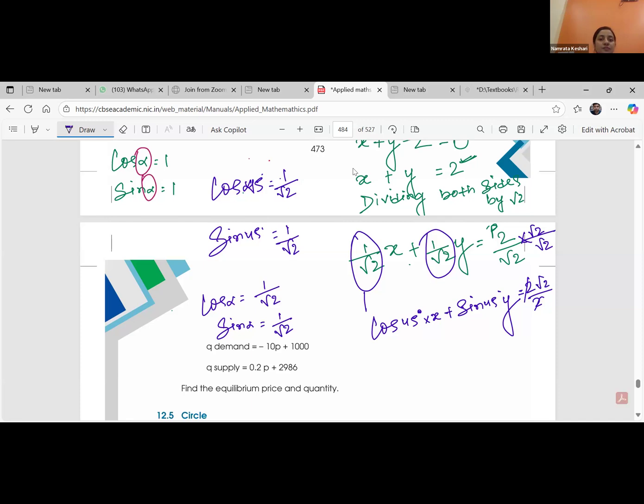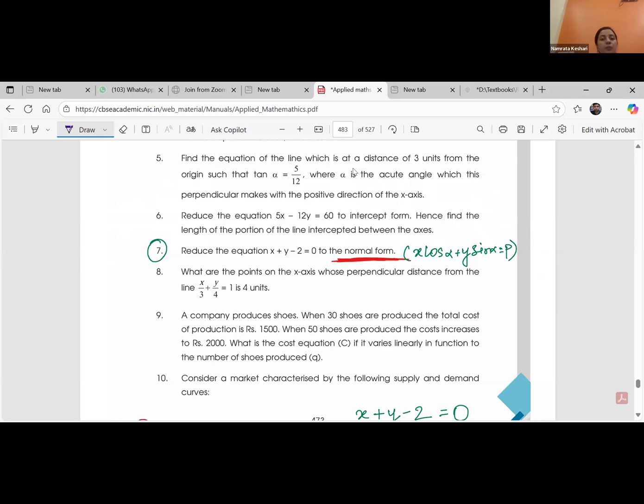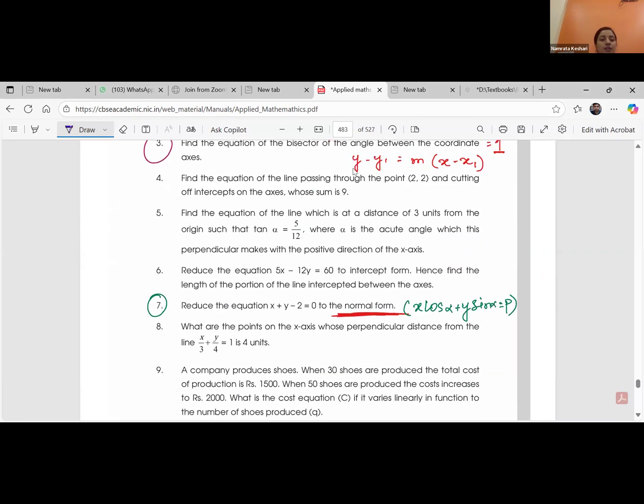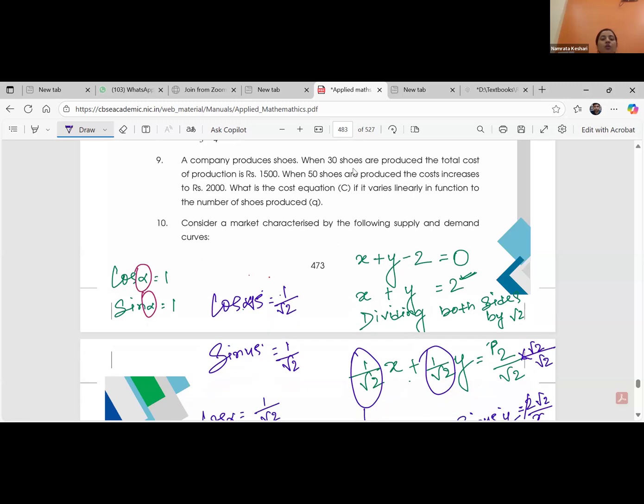Is it clear? What we did from the beginning: an equation was given to us and we were asked to write it in the normal form. What is the normal form? In the bracket, in green color, x cos alpha plus y sin alpha is equal to p. We are trying to write this equation in that format. So first of all, we take 2 to the other side. Then we check the coefficient of x and the coefficient of y. The coefficient of x is 1 and the coefficient of y is also 1. That means cos alpha is 1, sin alpha is 1.